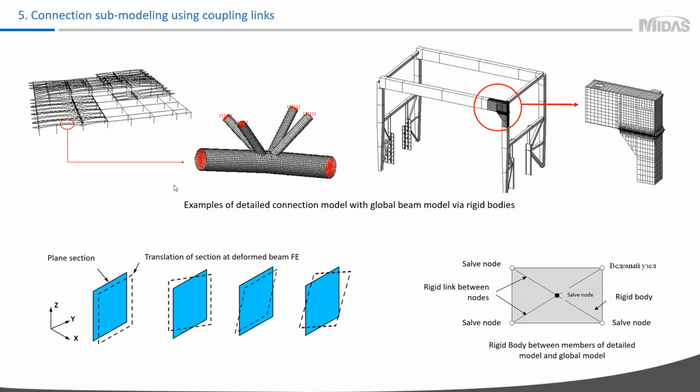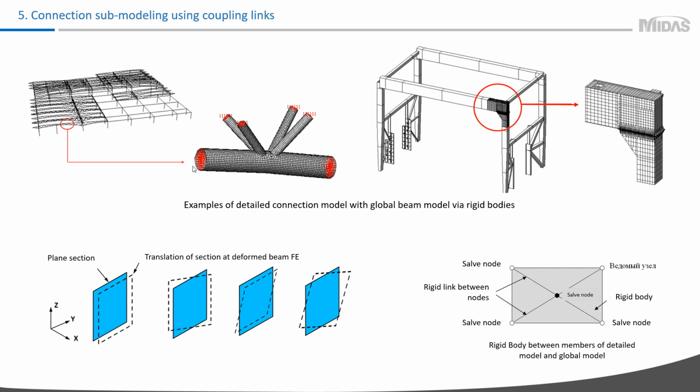The last part about modeling of connection is submodeling using coupling links. This approach is suitable if you wish to consider at the same time the detailed stress-deformed state of your connection and the global structure behavior. For global deformation of the structure, it's enough to consider beam finite elements or truss finite elements in most cases. And inside this beam model, a detailed shell or solid model can be arranged.